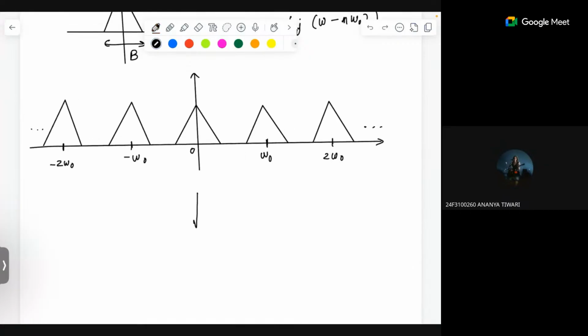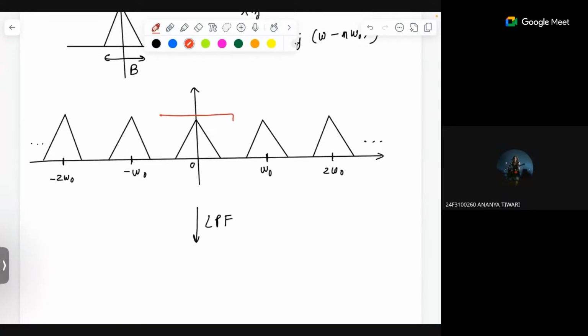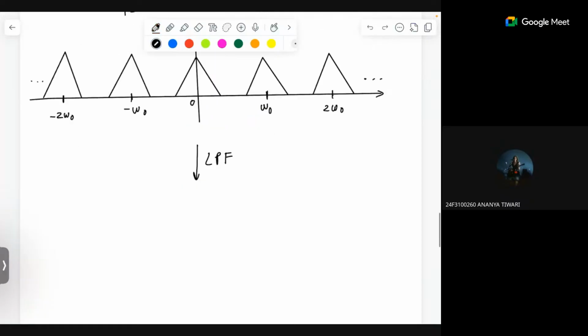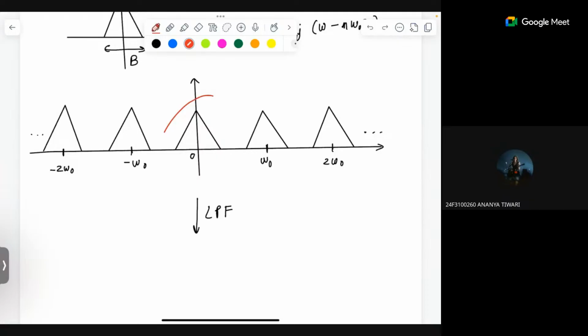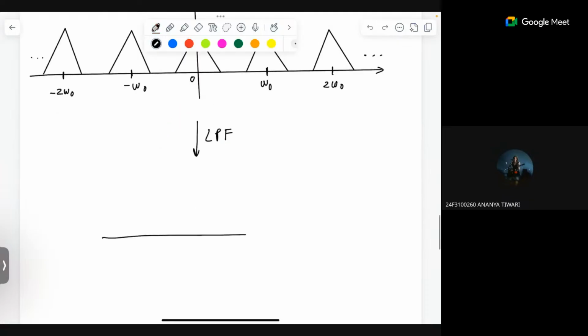So if I pass it through a low pass filter, it will select this one, this copy, and the rest of the copies will be removed, because it passes these low frequencies and other higher frequencies will be attenuated or removed. And now we get back the spectrum X(jω). We take the inverse Fourier transform, we get back x(t).